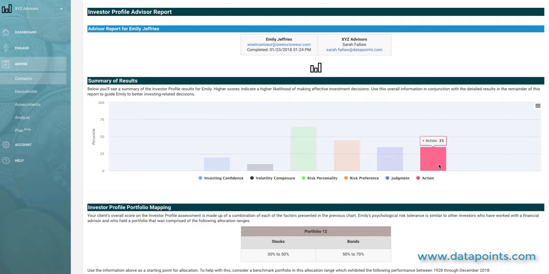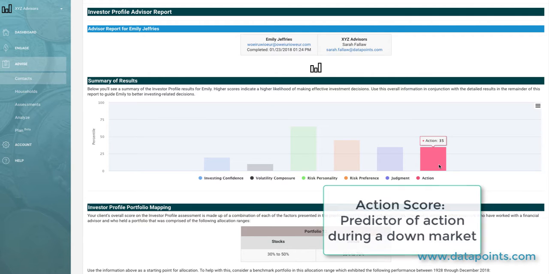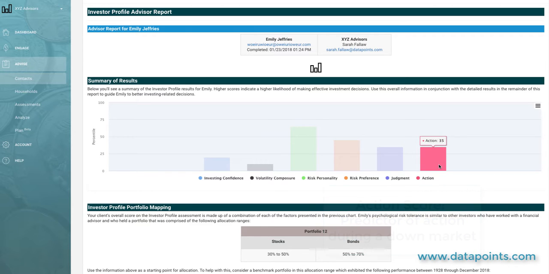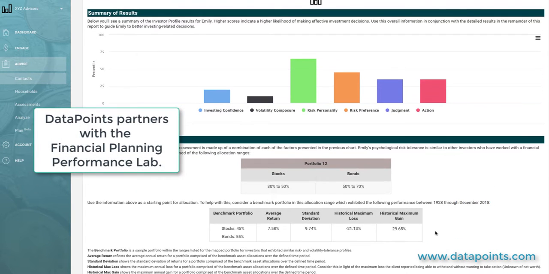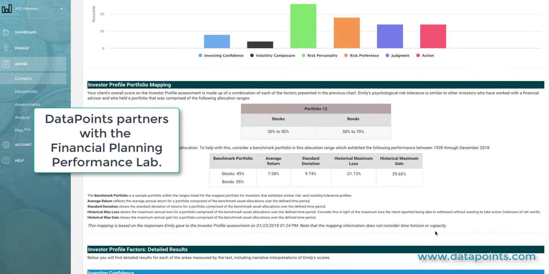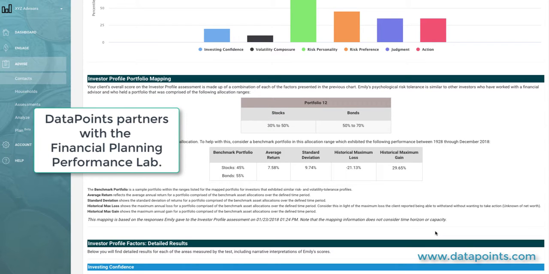We also include what we call an action predictor, which is an indicator of whether or not your client will buy, sell, or hold during a down market. Higher scores indicate that your client will put money into the market, and lower scores indicate that your client will take money out.